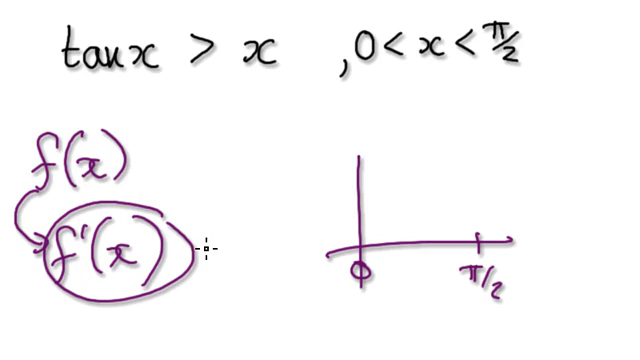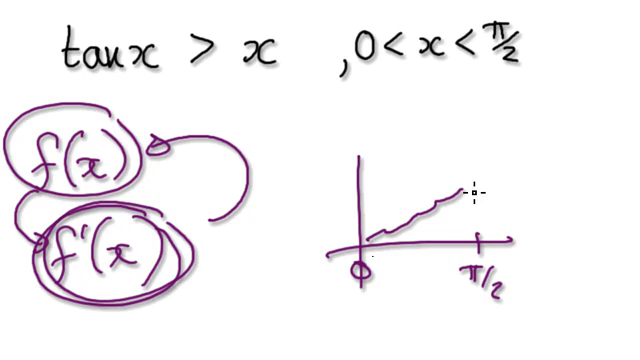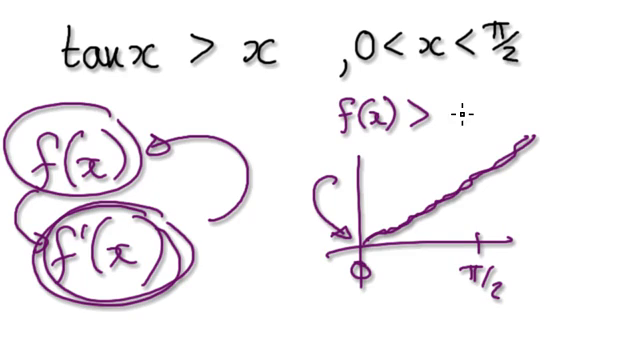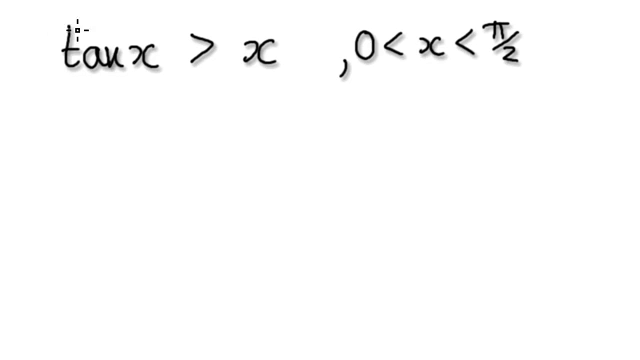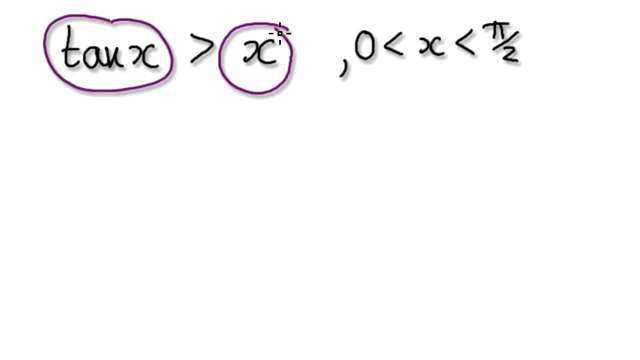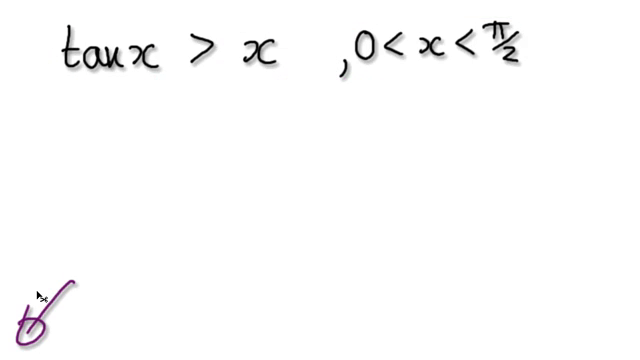If f prime of x is greater than 0, it would imply that our original function would always be climbing. And if our original function is always climbing, select a point that's really low down, and then you can say that f of x will always be greater than this really low point. Remember, this is our normal routine. Do whatever you want. Prove that tan of x will always be greater than x in this region. So press pause and have a go.